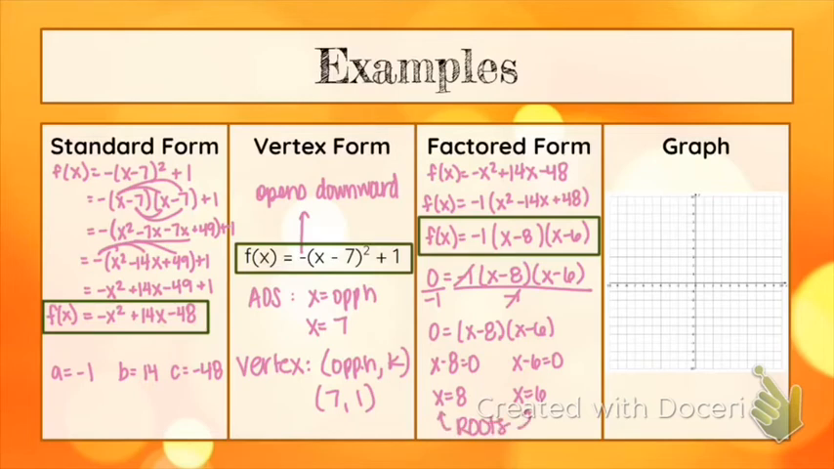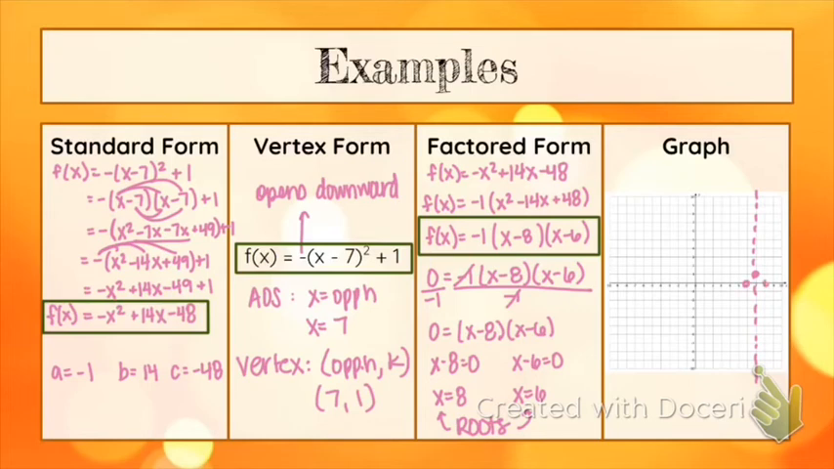So now we're able to graph our equation very easily because we have lots and lots of information on it. So first, let's graph our axis of symmetry. That's at x equals +7. So that's this guy right here. And then our vertex is at 7, +1. And our solutions, or roots, are at 6 and 8.